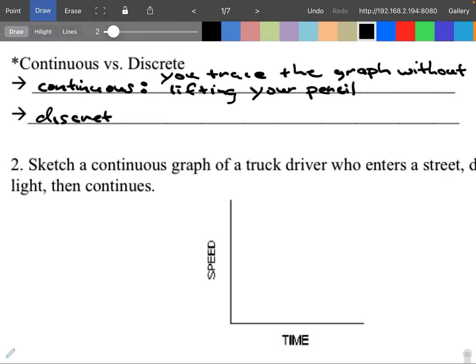Which is kind of a really informal definition, but that's okay. So you're able to trace the graph without lifting your pencil. And then discrete. So if a graph is discrete, in this case, it's just separate points. They're not connected. They'll say they're separate or distinct points. So separate points, I'll put not connected.